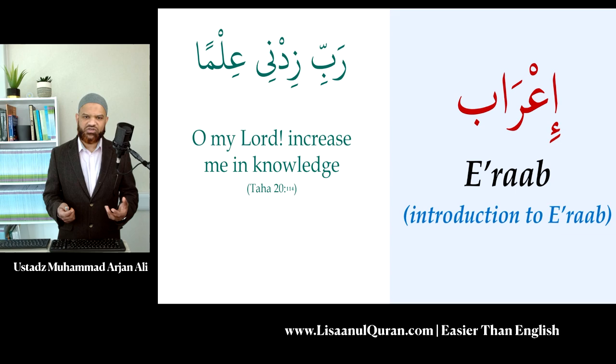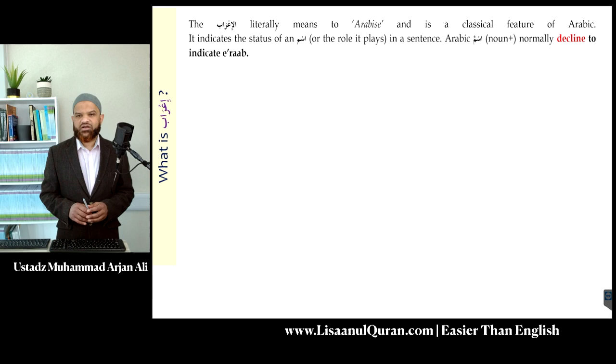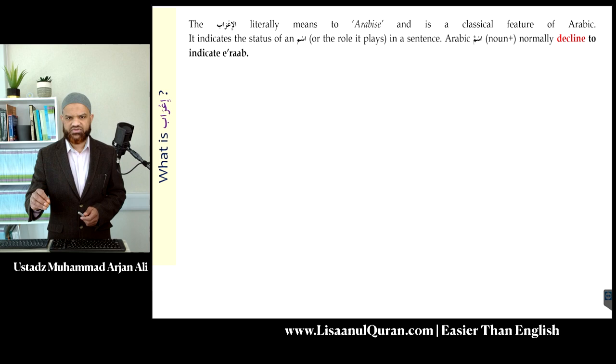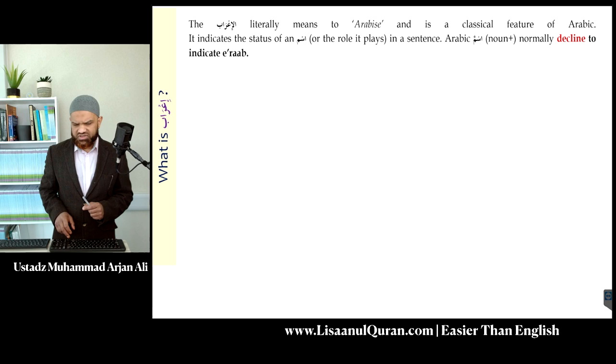So what is i'rab? I'rab literally in Arabic means to Arabize something. And it is a classical feature of the Arabic language. And it indicates the role, the function that the ism is playing in the sentence. And this is i'rab. Now, what happens between Arabic and English is that in Arabic, nouns decline. What do I mean by declension? Let's take three examples, inshallah, to illustrate this.